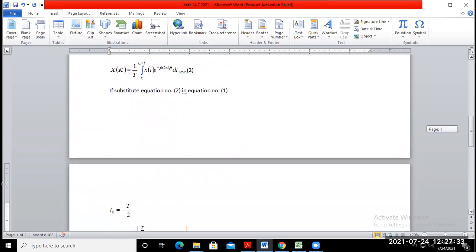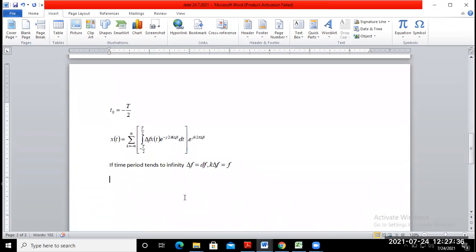Up to this point, x(t) equals the summation over k from minus infinity to infinity of the integral from minus T/2 to T/2 of x(t) e^(-j 2π Δf k t) dt, times e^(j k 2π Δf t). If the time period tends to infinity, then Δf tends to df, and kΔf equals f, and the summation becomes an integration. So now we can write x(t).